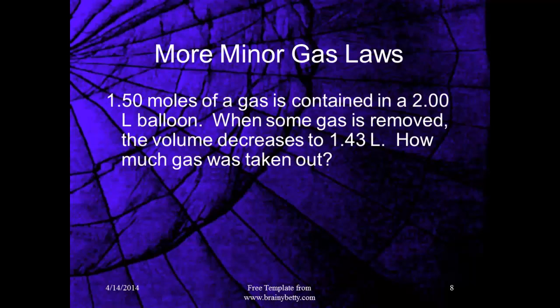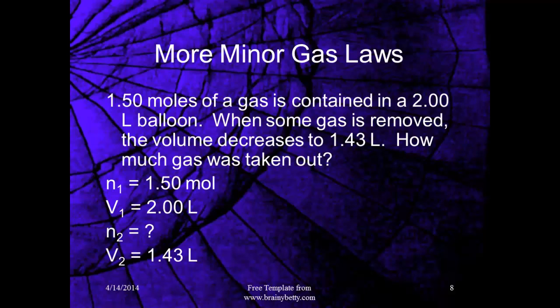1.5 moles of a gas is contained in a 2-liter balloon. When some gas is removed, we don't know how much, the volume decreases to 1.43 liters. How much gas was taken out? Again, if you're not sure where to start, make yourself a list of what you have and what you're looking for. We know that the first amount of moles was 1.5. V1 is 2 liters. We're solving for N2. What's the second amount of moles? And the second volume was 1.43.